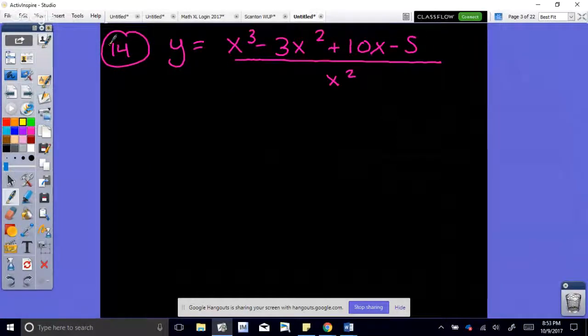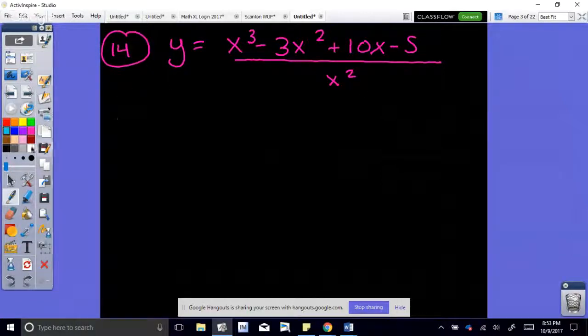Okay, 14 also asks us to find the derivative. But I want to remind you, again, that when you look at this, at first glance, you may think, okay, well, we're dividing two things, and we're going to have to use the quotient rule. And you can use the quotient rule. However, it's going to be a lot longer than it has to be.